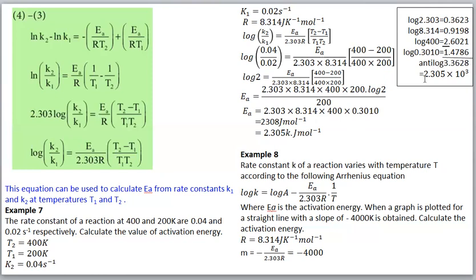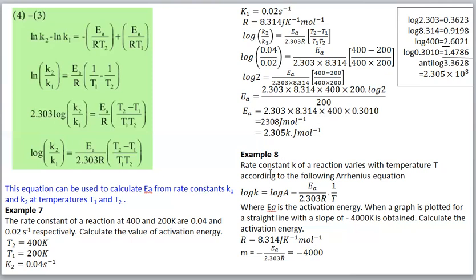Find out the antilog. This value is 2.305 into 10 to the power 3. So it is written here. You see here 10 to the power 3, so 3 digits to the right we put the decimal point. So 2308 joule per mole. But since the number is very large, we can write in kilojoule. So 3 digits to the left, we put a decimal point and write kilojoule per mole. Like this we will get.